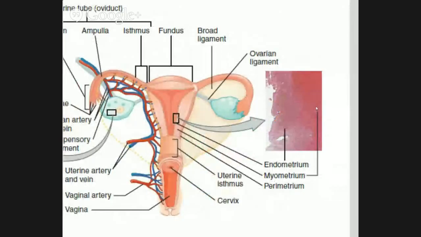We just see muscle tissue here at the edge, but the muscle is actually a lot thicker than the endometrium. We just don't have a whole lot of it in the inset. Then the outer covering, which is not in the inset, what's surrounding the uterus is the perimetrium. Again, metrium referring to the uterus. So perimetrium means around the uterus.